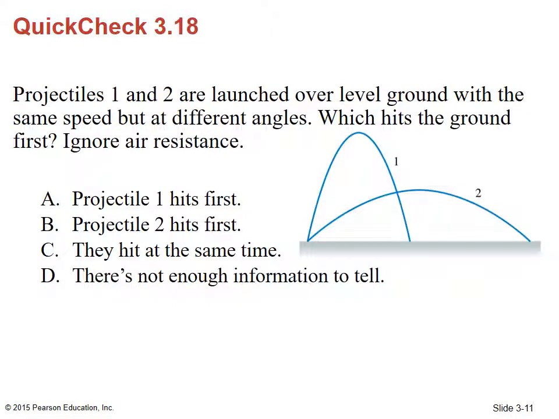Projectiles 1 and 2 are launched over level ground with the same speed, but at different angles. Which hits first? Ignore air resistance. A, projectile 1 hits first. B, projectile 2 hits first. C, they hit at the same time. D, there is not enough information to tell. The answer is B. Since it goes higher, projectile 1 will spend more time in the air. Therefore, projectile 2 will hit the ground first.